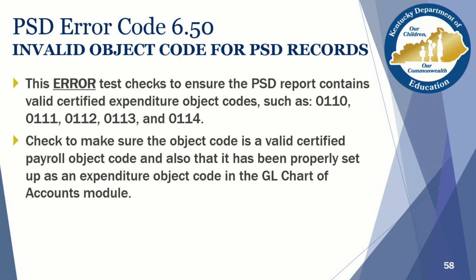Code 6.50, an invalid object code for PSD records. This error test checks to ensure the PSD report contains valid certified expenditure object codes 0110, 11, 12, 13, or 14. So you'll want to check to make sure the object code is a valid certified payroll object code and that it has been properly set up as an expenditure object code in the GL chart of accounts.